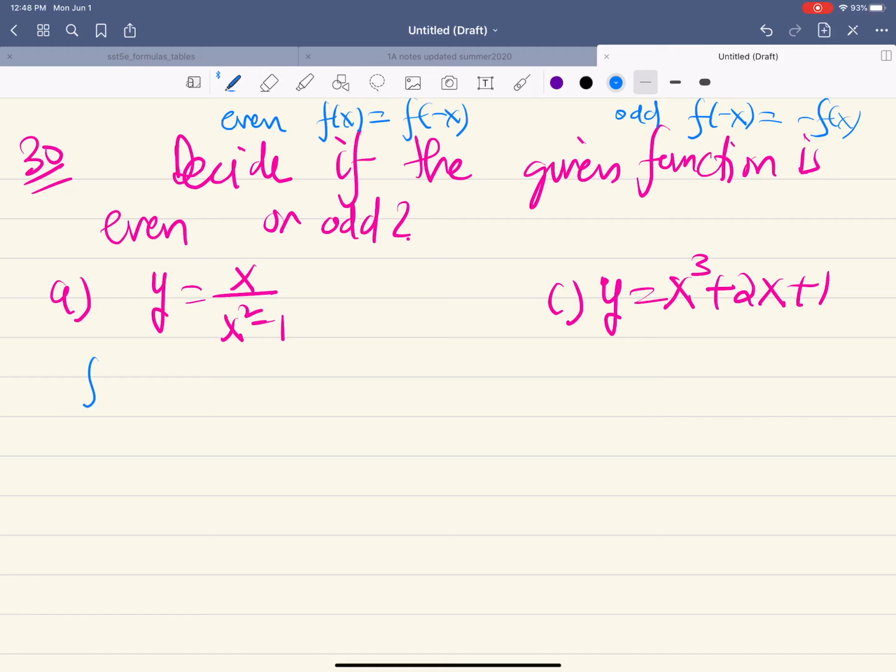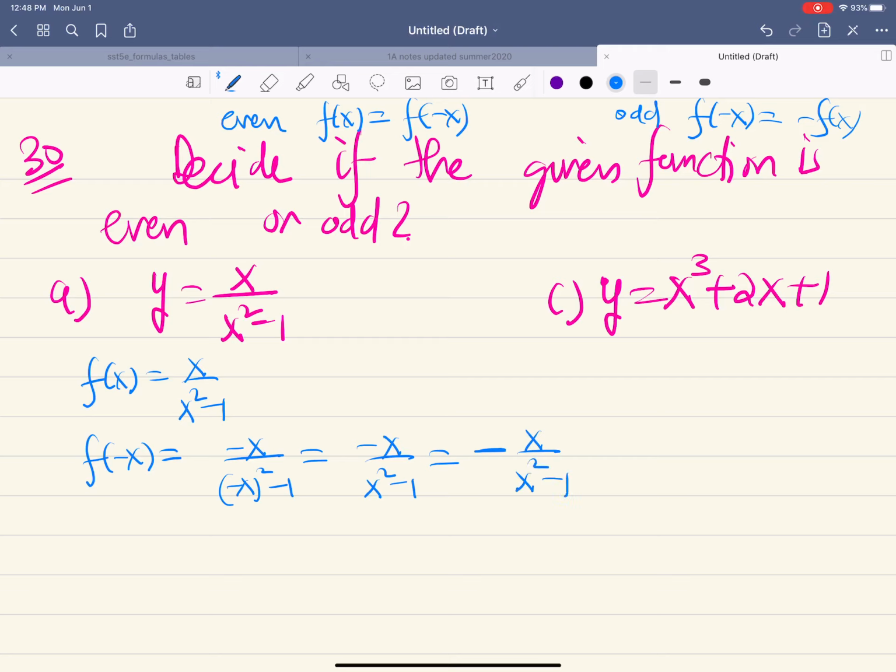So this is my f of x, x over x squared minus 1. What's f of negative x? Well, replace every single x by negative x. It turns out to be the opposite of what we started with. So it's the opposite of the original function. That means we can say f of negative x is equal to negative of f of x, because this is the original function we started with. That means it's an odd function. Okay, it would have origin symmetry.